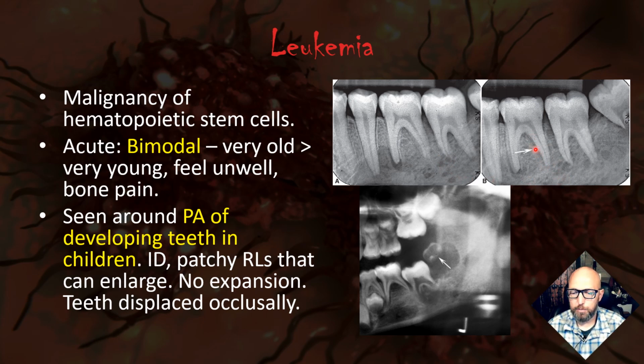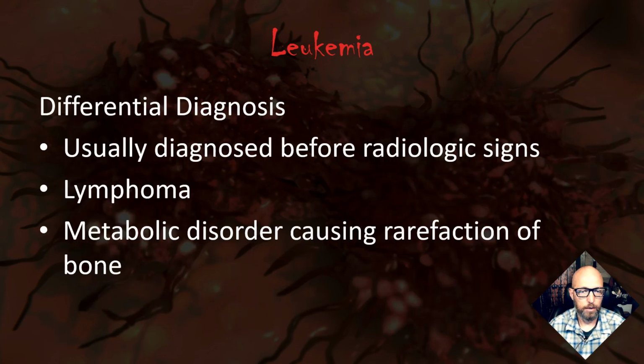Another sign is it spreading along the PDL space in that tooth, that kind of ill-defined halo around the root of the tooth that isn't a standard periapical lesion, with nothing going on in the crown of the tooth. A lot of signs point towards something more rare, something more severe going on in this case. So those are leukemia.